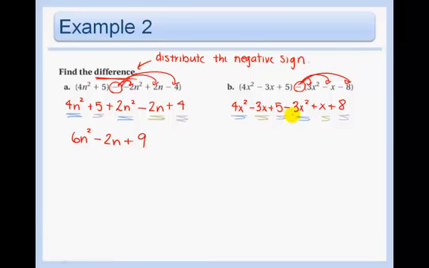So, we have 4 minus 3 is just 1. Minus 3 plus 1 is minus 2. 5 plus 8, 13. And that's it.